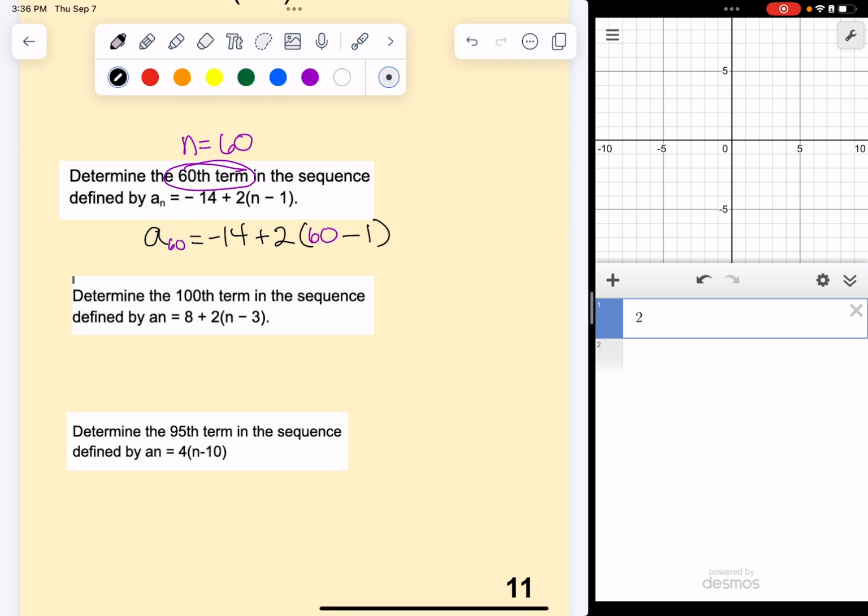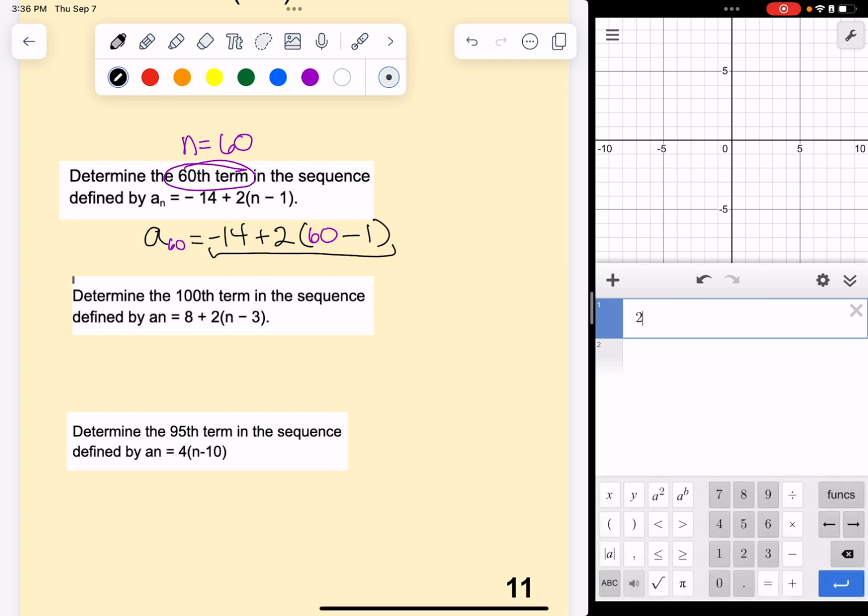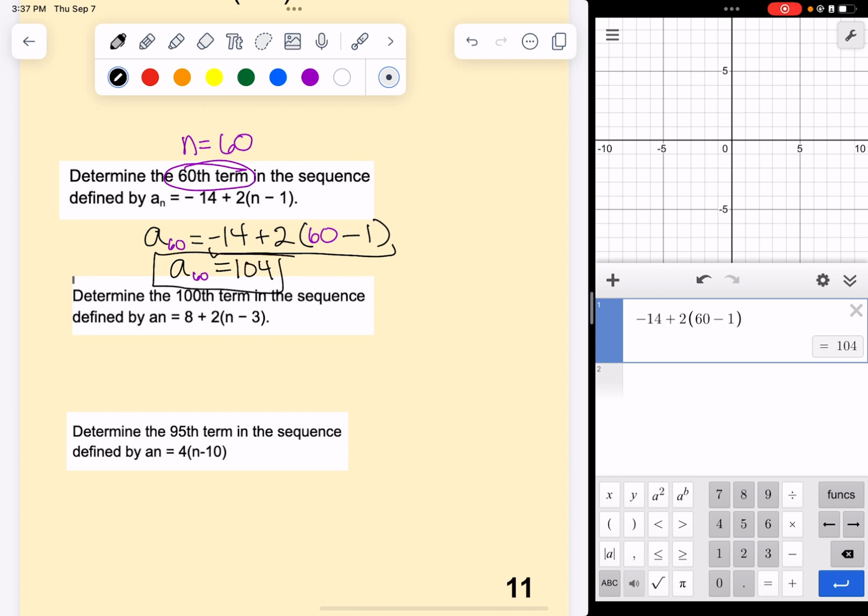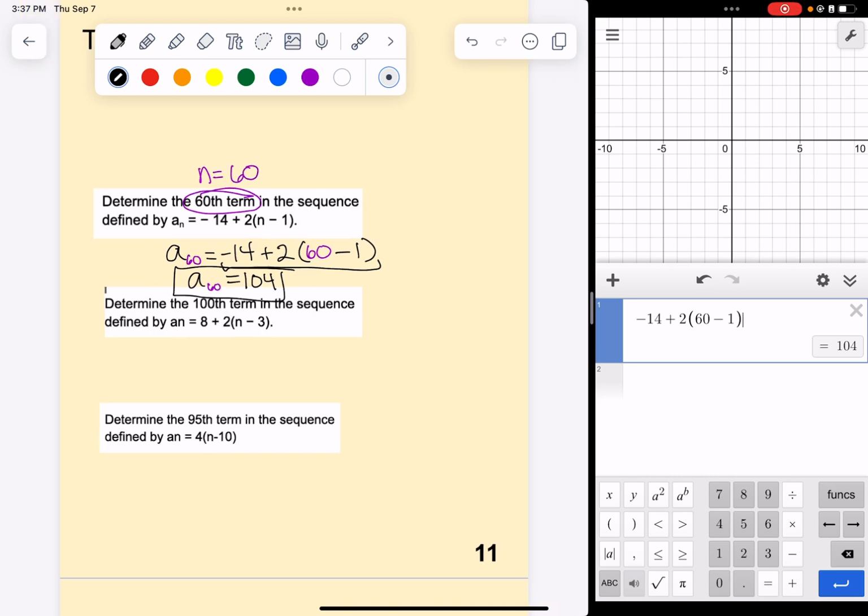Then we just plug this into the calculator. So we have negative 14 plus 2 times (60 minus 1), and that gives me a_60 equals 104. That would be your answer. You're just plugging in the number they gave you, and that's it.